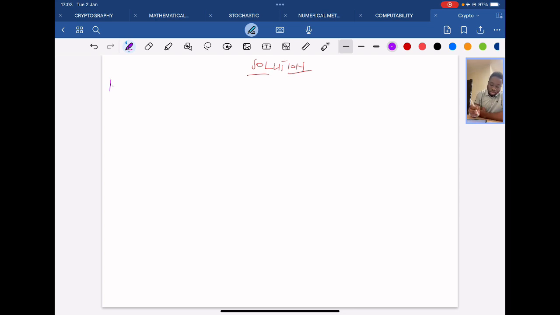The first question was, find a solution to this problem. As I said yesterday, when you are being given such a question, you first have to check for the GCD. So now let's check for the GCD of 143 and 374.